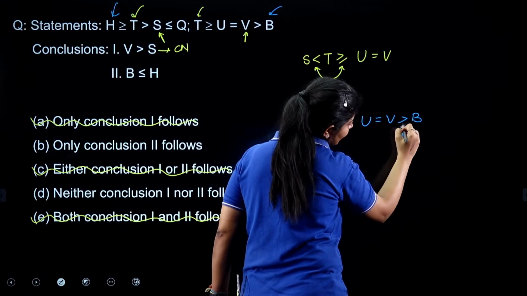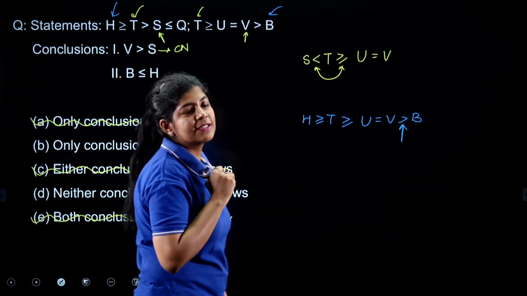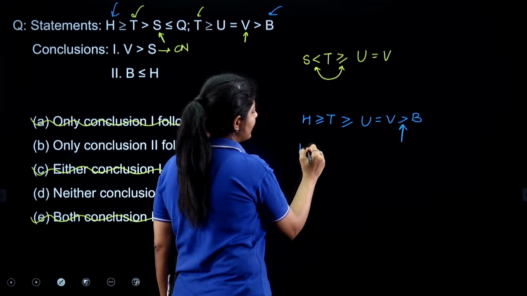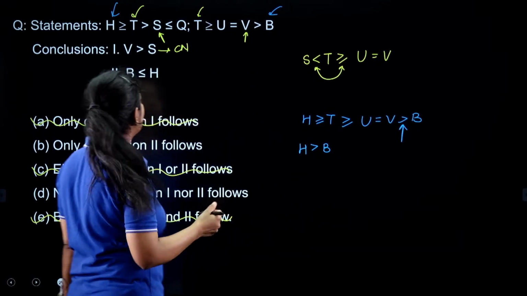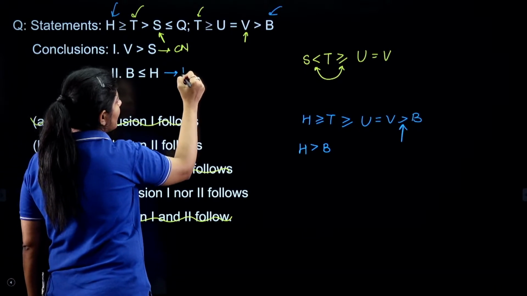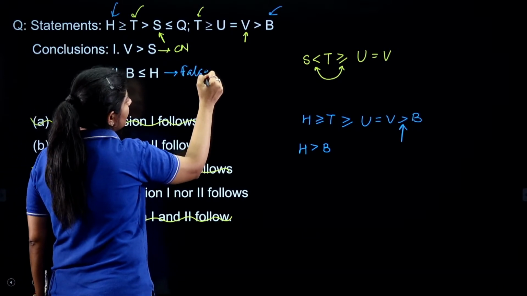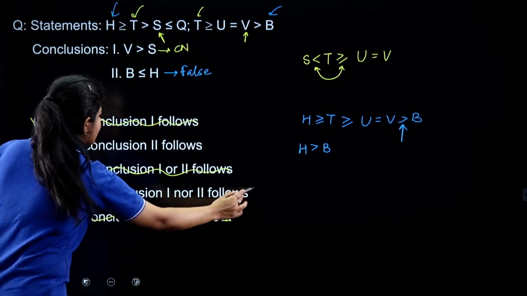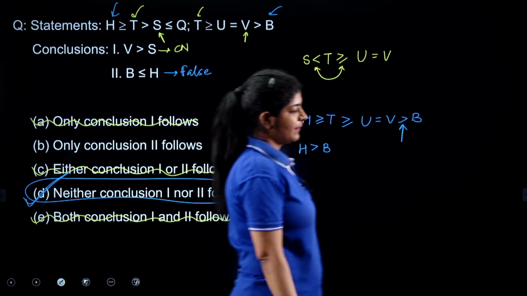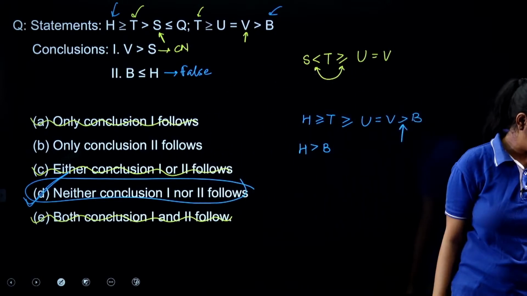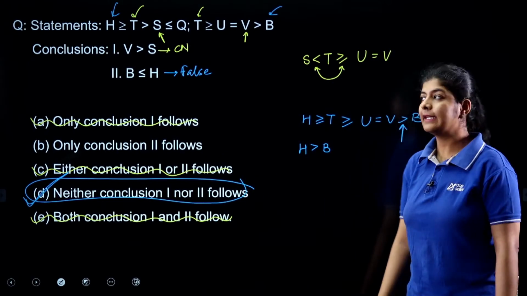Here we are having this symbol, and just because of this symbol we can only say that H is greater than B. But we are not sure about equal to, so this one is a false one. If we are having such a condition, we can say that here option number D is the correct one. Very good Dharani, very good Anonymous, right?